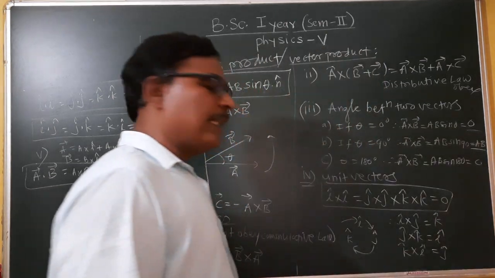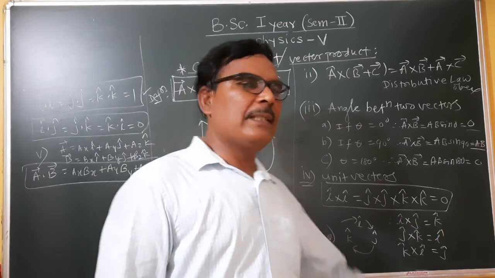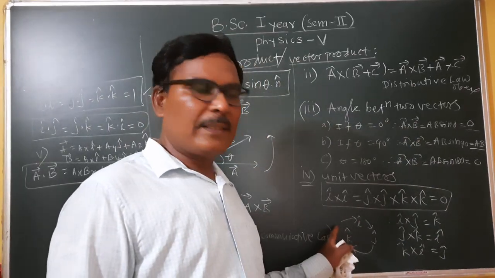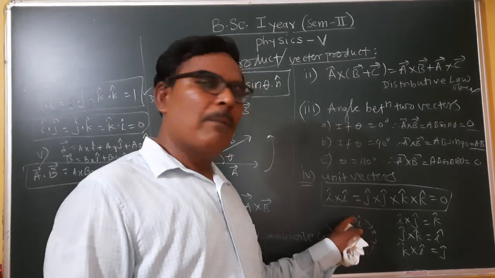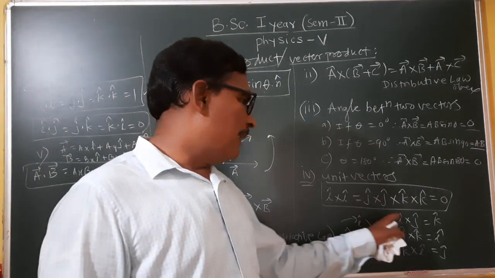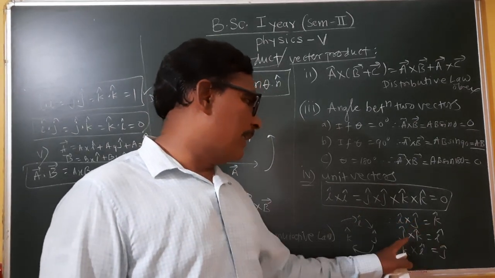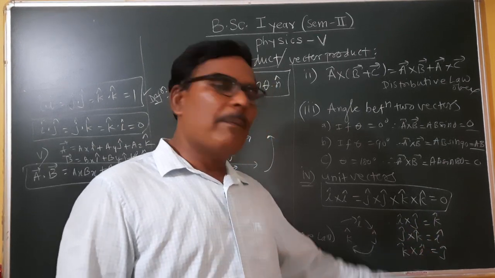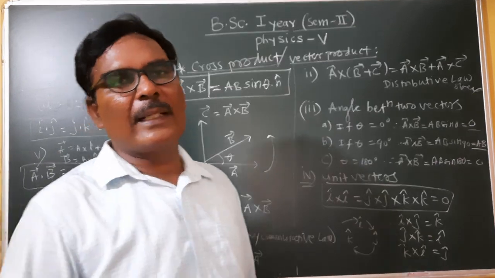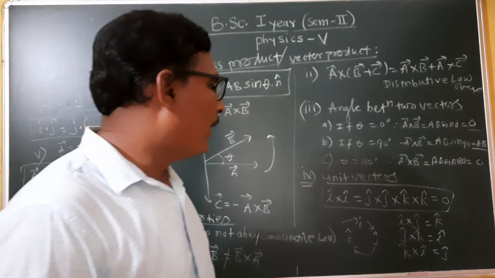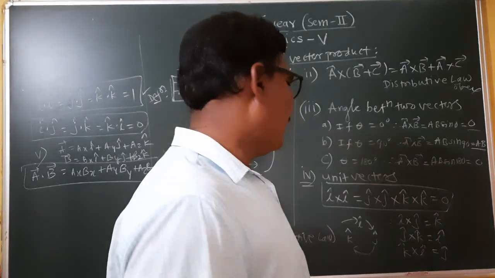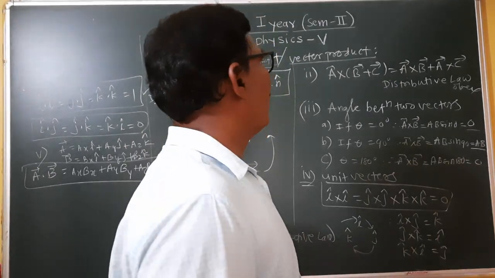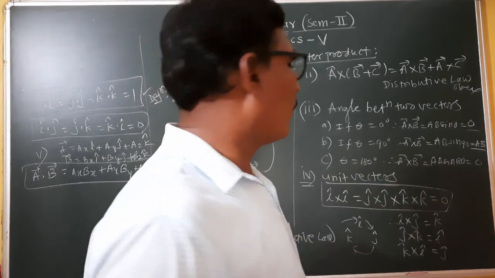And if the cycle is reversed, the sign is negative. That means j cross i is minus k, k cross j is minus i, and i cross k is minus j. This is for the unit vectors when the cycle is reversed. These are the four properties of a vector product, also called a cross product.